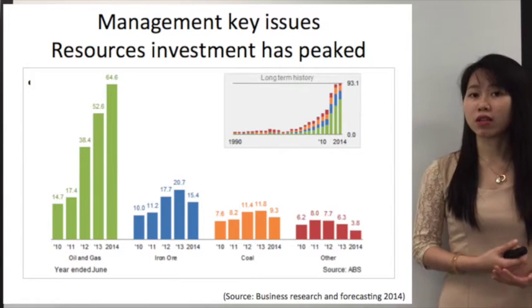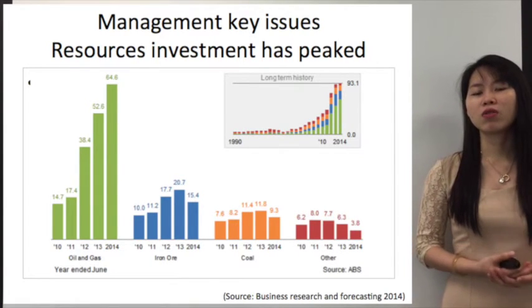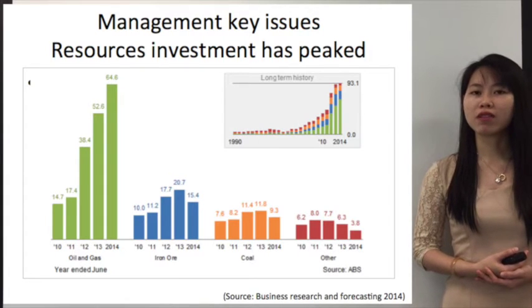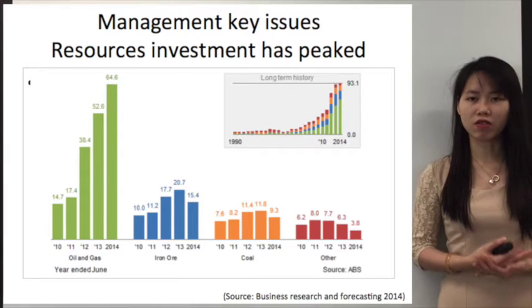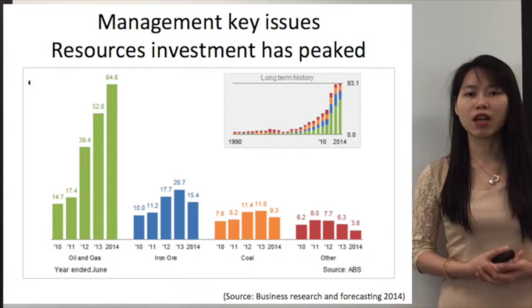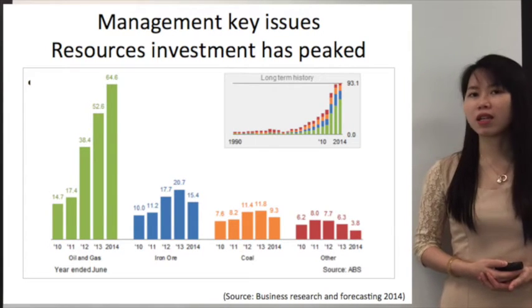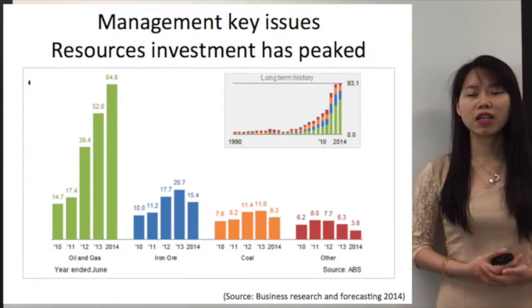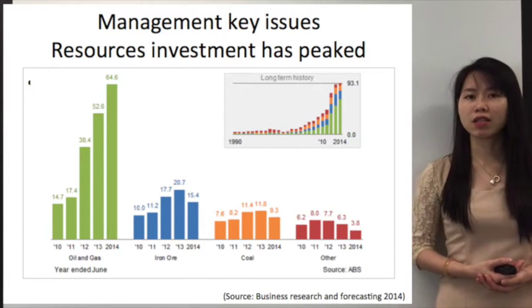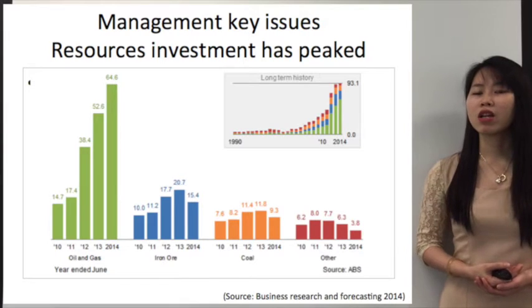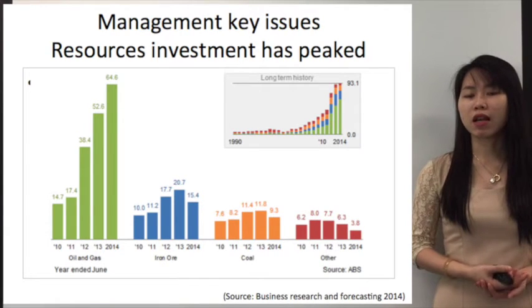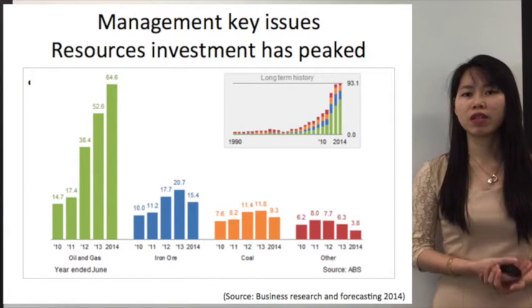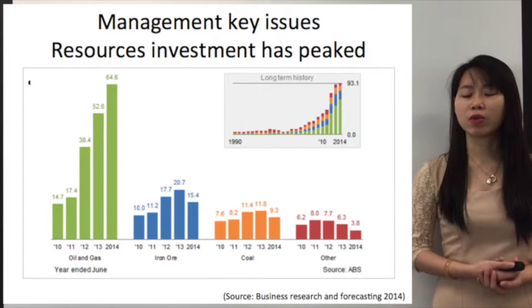The first chart is the Australian oil and gas sector. It has grown dramatically over the past decade. Oil and gas investment reached 64.6 million US dollars in 2013 and 2014, around 20 times the size of investment in 2003 and 2004. The sector has been dominated by just a handful of major projects. The second chart is the iron ore sector. The investment has increased significantly over the last 10 years, reaching a peak of 20.7 million US dollars in 2012 and 2013. Major players like BHP Billiton and Rio Tinto have invested heavily in their operations in Western Australia.